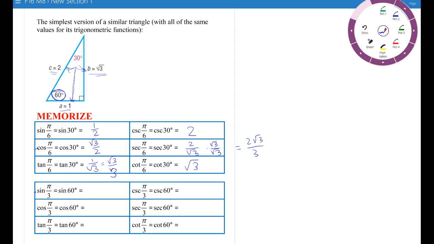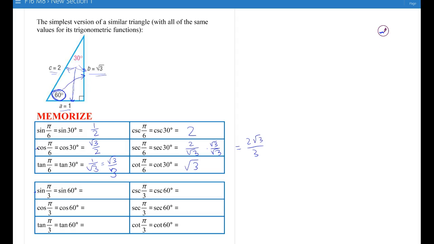So the pi over 3 angle, if we're looking at the sine, is the opposite over the hypotenuse. Well, now we see that's the one that's root 3 over 2. So the cosecant must be 2 root 3 over 3. So these co-functions are equal. Remember, secant and cosecant, co-functions of complementary angles, are equal.